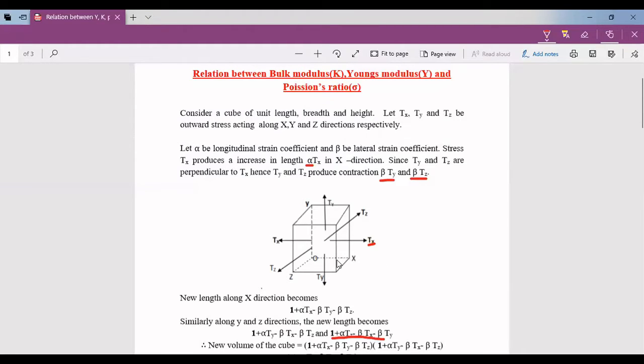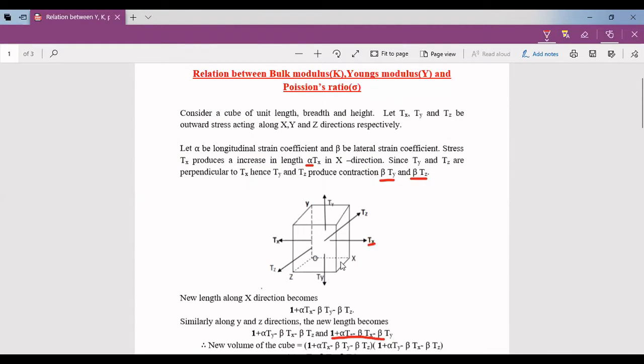If you want to find the length along the x direction, what are the other two directions acting? Here the other two directions are y and z directions. Even along the y and z directions there is a stress acting. These two stresses Ty and Tz are perpendicular to Tx, so they will help to compress along the x direction. So what is the new length along the x direction?